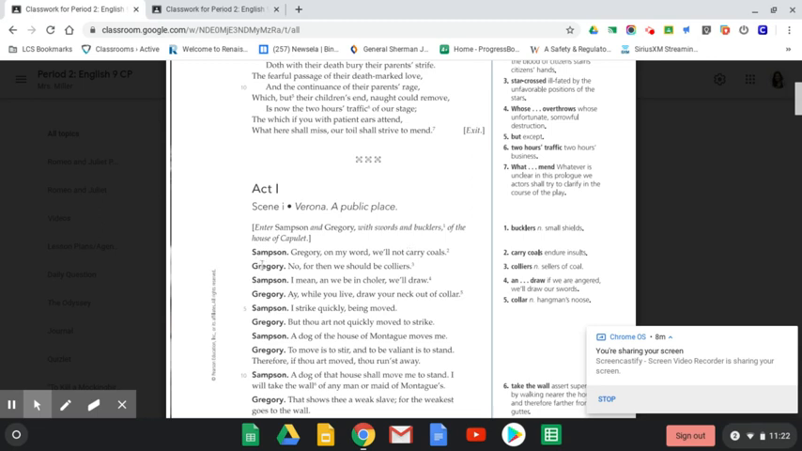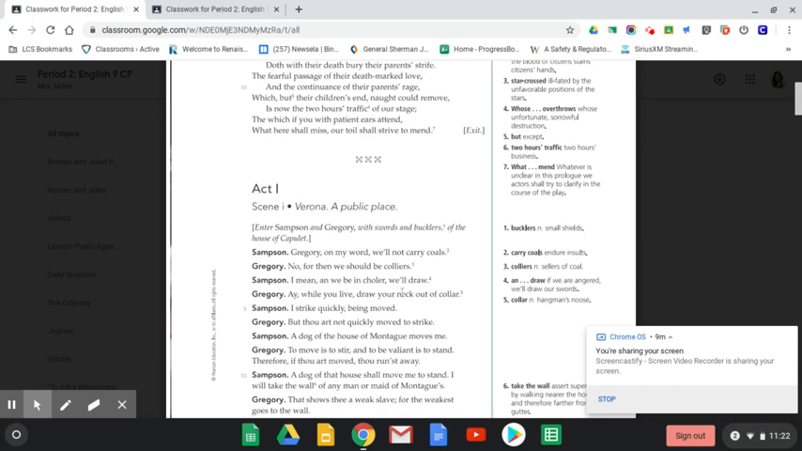And Gregory goes, no, for then we should be colliers. I mean, we will be angry and we'll draw. So they're saying if we are angered and we feel like we're being dissed by the Montagues, then we're going to start a conflict, because obviously we know that there's a conflict going on between our houses and we're just not going to stand for any disrespect.